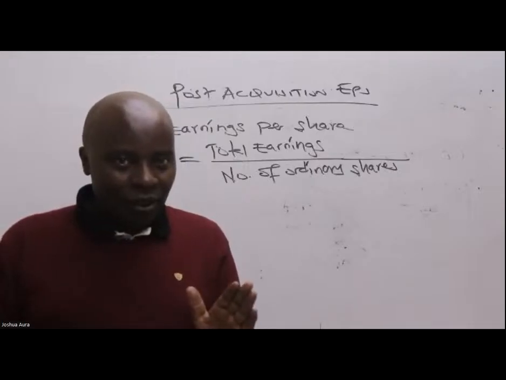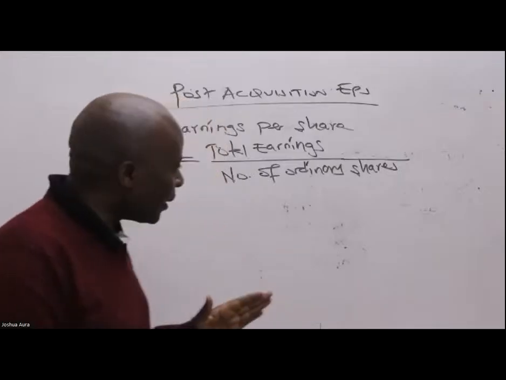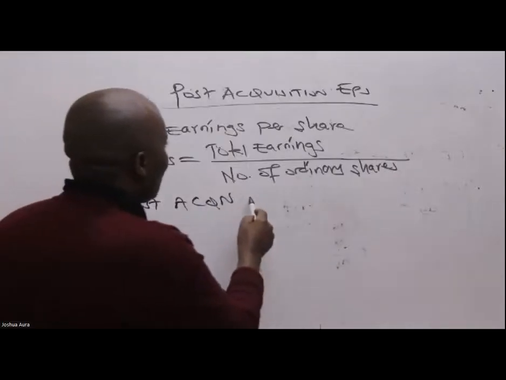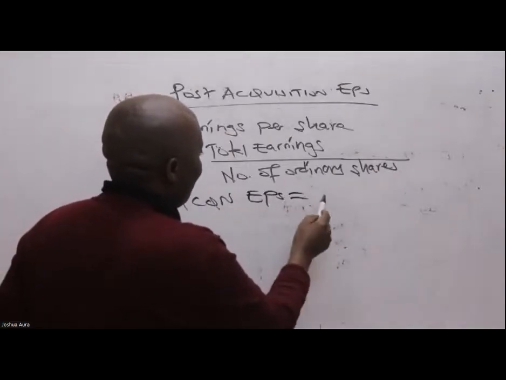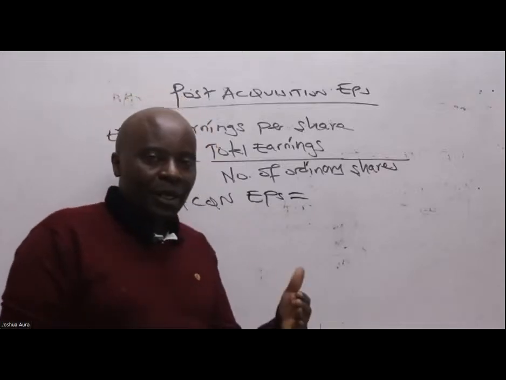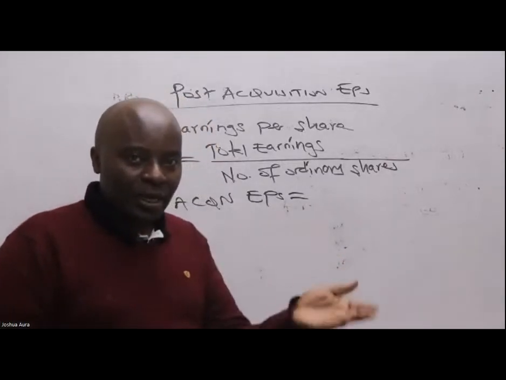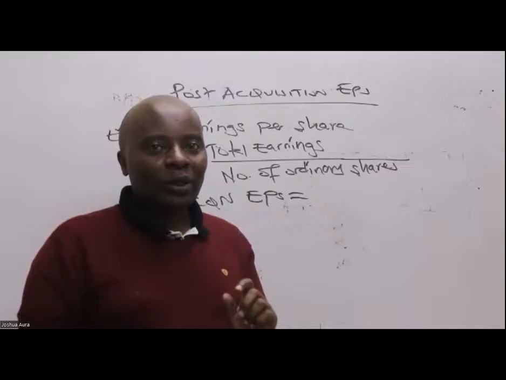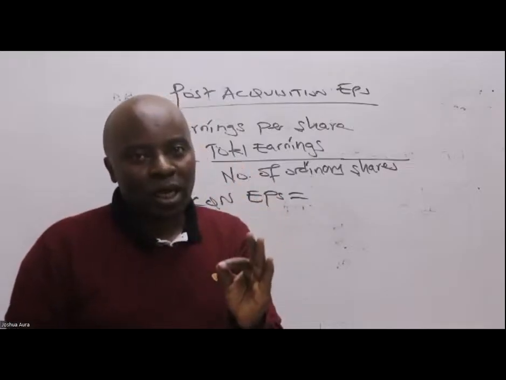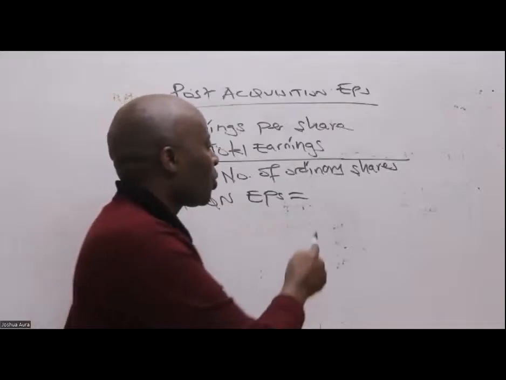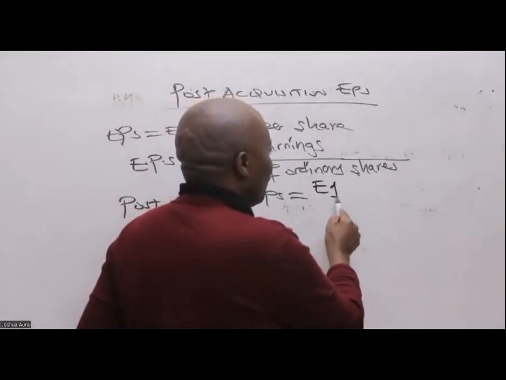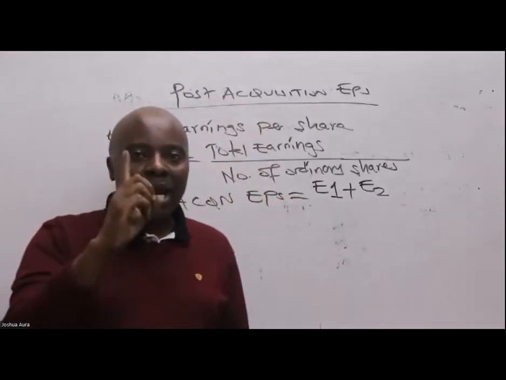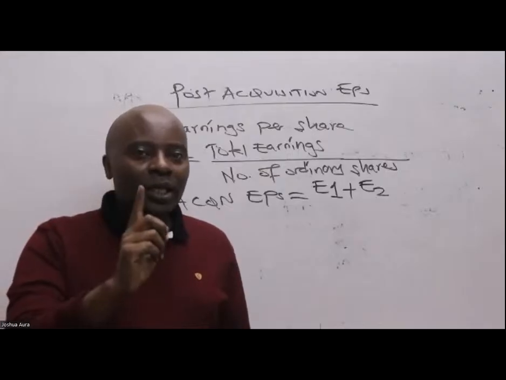Listen to me very well. What does this mean? It means that when we talk of post-acquisition earnings per share, post-acquisition means post-marriage, after marriage. After marriage, we are supposed to have one joint account and combine our earnings. So we shall talk of earnings of the husband plus earnings of the wife. These are supposed to be in one joint account. And the only signatory to that account is who?